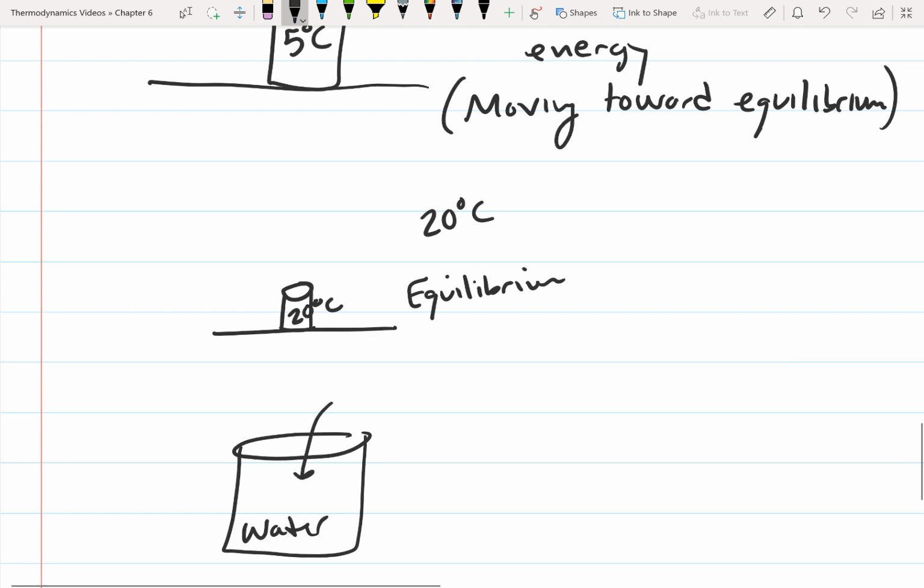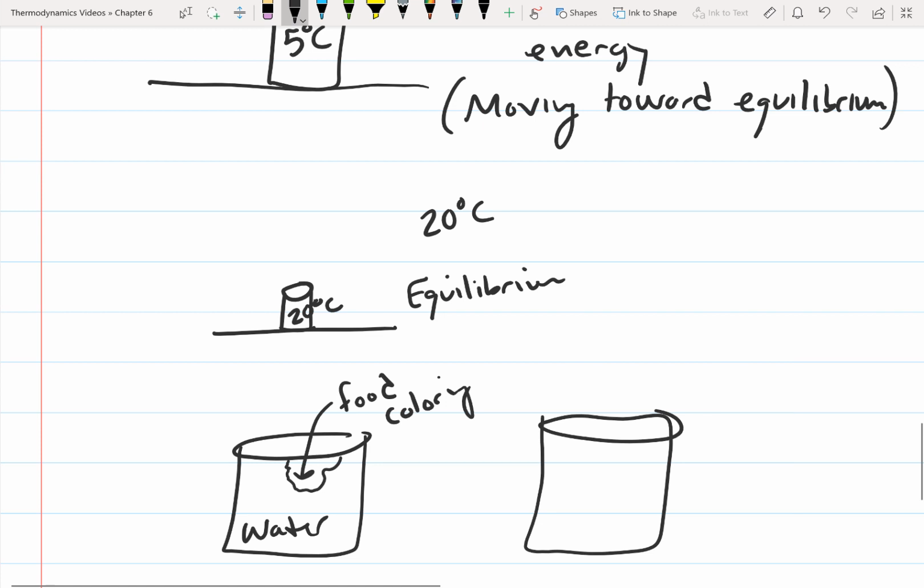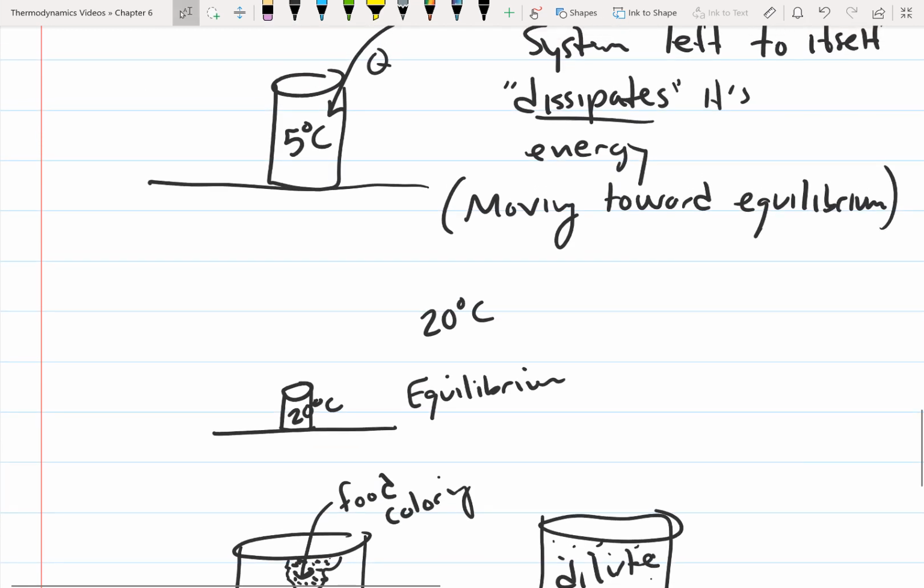So another example of this is, let's say that we have a container of water and we put some food coloring in here. We know that the food coloring is going to diffuse through the water until it's basically dilute. So initially the food coloring is going to be really concentrated where it's dumped in, but it's eventually going to move through the water until it's dilute. So then we're going to have food coloring equally distributed throughout the water, whereas initially it was all right here. And that's going to happen naturally on its own. So basically the system is going to move towards equilibrium.